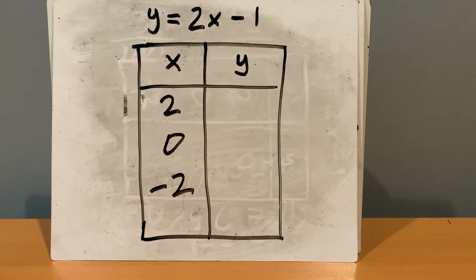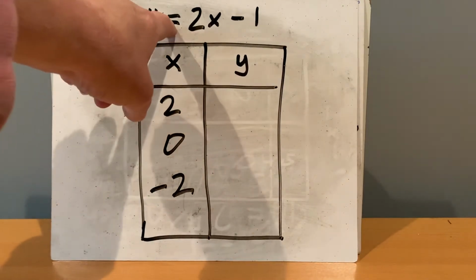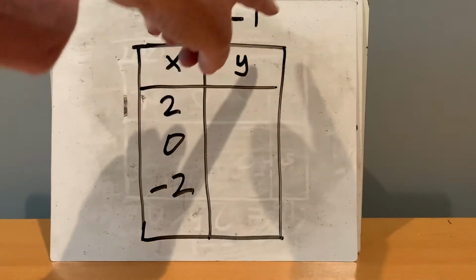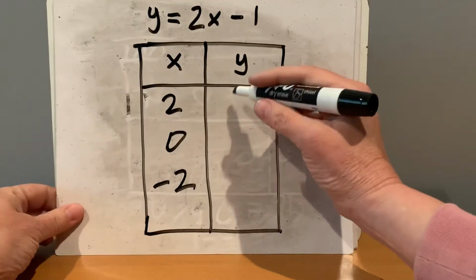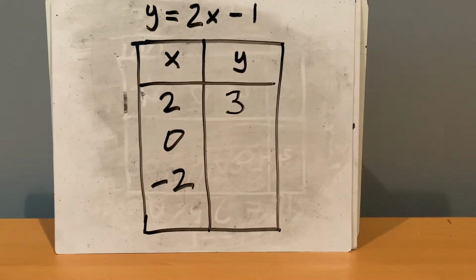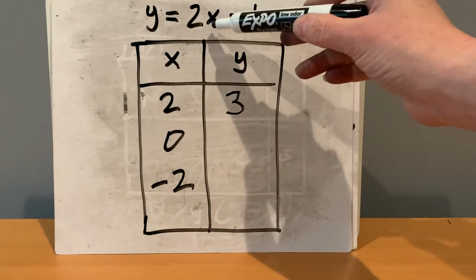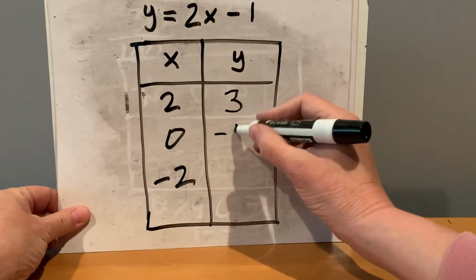So for this, we're going to use 2, 0, and -2. It's easier to use small numbers so that the points can be graphed on a small graph. When we put 2 in for x, we get y equals 2 times 2 minus 1, so y equals 4 minus 1, which is 3. When we put 0 in for x, 2 times 0 minus 1, we find that y equals -1.